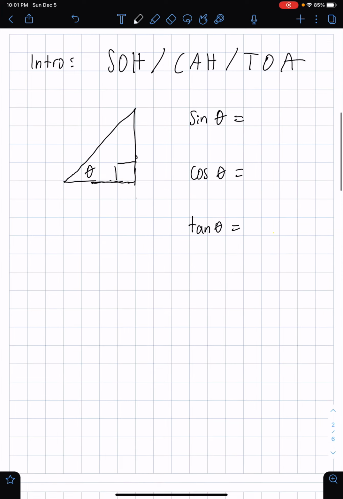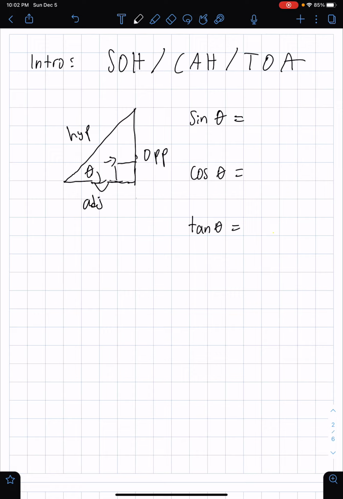So first we're going to use SOHCAHTOA as an easy way to remember these trig ratios. So we know when we have a right triangle, we have three sides. So across angle theta, we have the opposite side. And then next to the angle theta, we have the adjacent side. And lastly, we have the hypotenuse, which is always the longest side of the triangle.